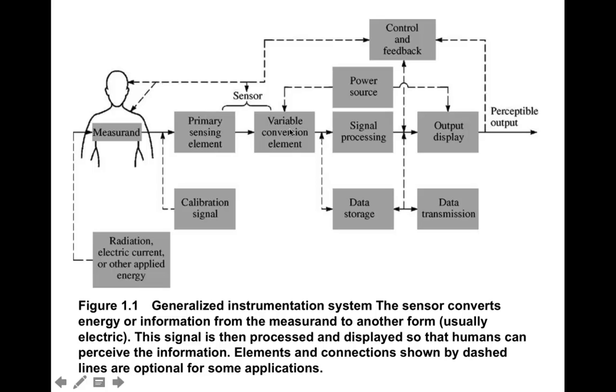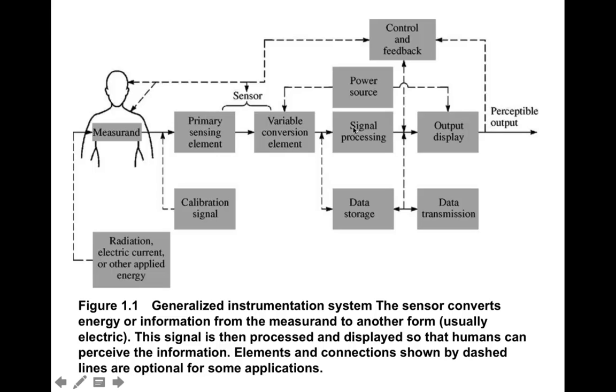And then you have a conversion element, and that is often contained within the sensor. So for example, sometimes the sensor itself provides the conversion. You may be measuring temperature and the sensor may output a voltage. Other times you'll have an additional element that goes within the sensor that gives you this conversion to a quantity that you can work with.